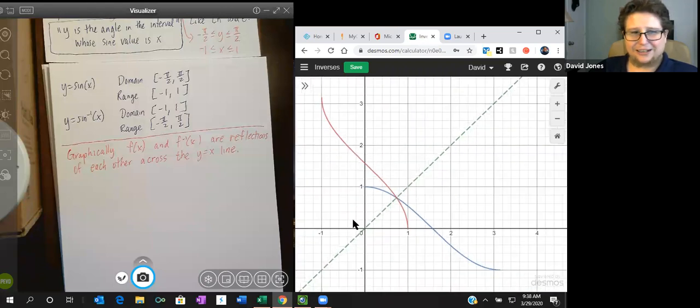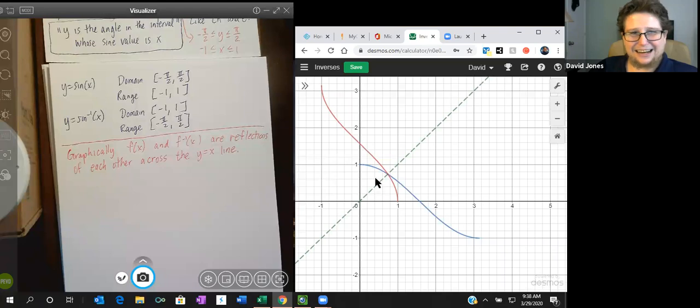Cosine and its inverse look kind of neat, don't they? Kind of looks like bull horns sideways, like the bull has tipped his head sideways. But we can see they're reflections of each other across this line. And let's take a look at this. The blue function was cosine.